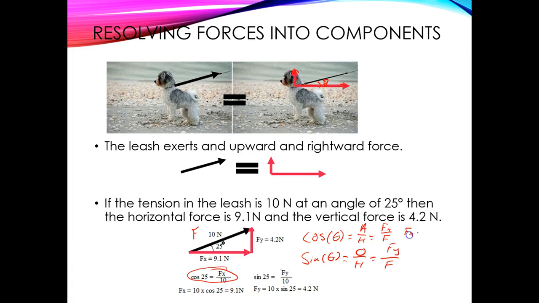So Fx is equal to F times the cosine of theta, and Fy is equal to F times the sine of theta. We can break this up in the same way that we would break up velocity at an angle, as we saw with projectile motion. We want to use trig to break up every force into that force's x component and that force's y component.